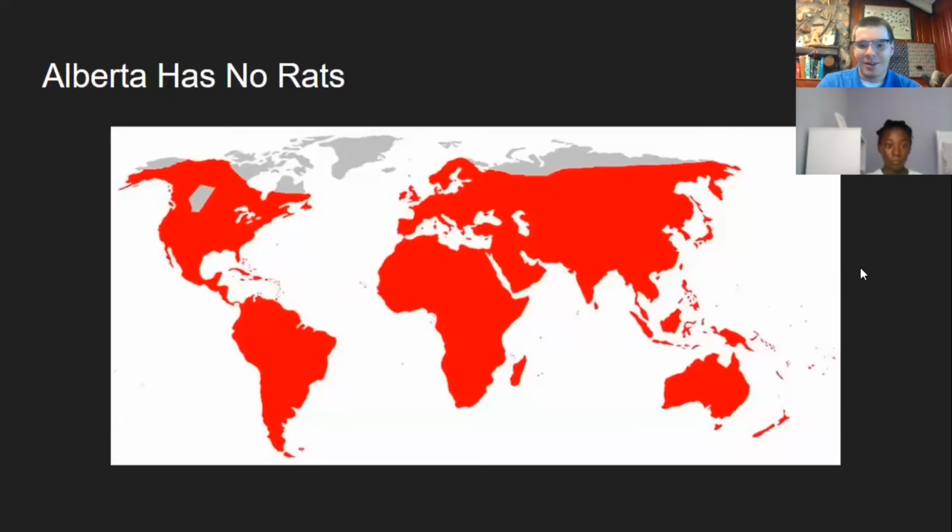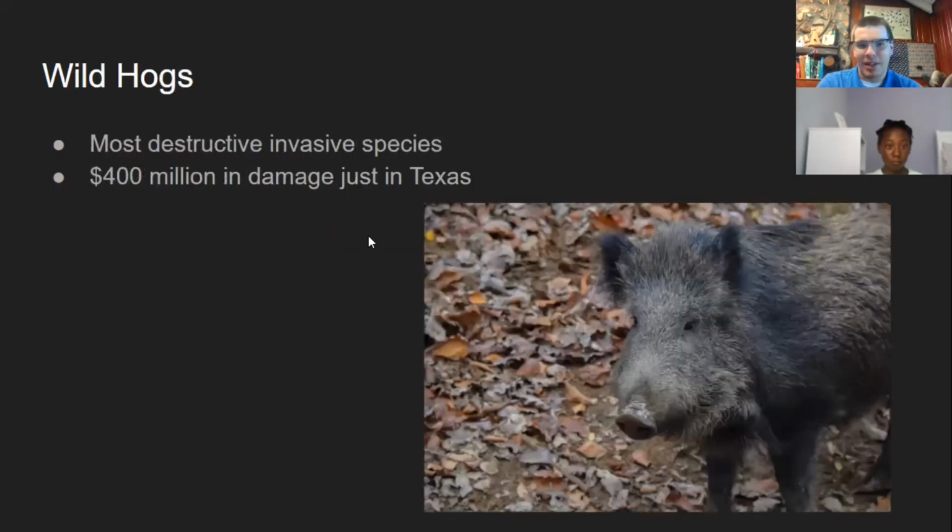So I want to talk about, we'll get to that example last, but let's talk about two examples of invasive species. There's wild pigs, which are the most destructive invasive species just by money. Economically, they are the worst invasive species. They can be found in 39 states and 4 provinces of Canada. And just in the state of Texas last year, they caused $400 million in damage.